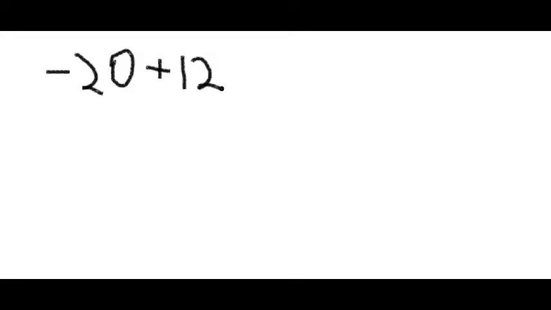But the thing is this. All you have to do is, when you have one negative and one positive, you're going to subtract the numbers from each other and take the sign of the larger. It doesn't matter what the order is. So 20 from 12 is 8. What number is bigger? The 20. And because it is a negative, the answer is going to be negative 20. Alright, easy.